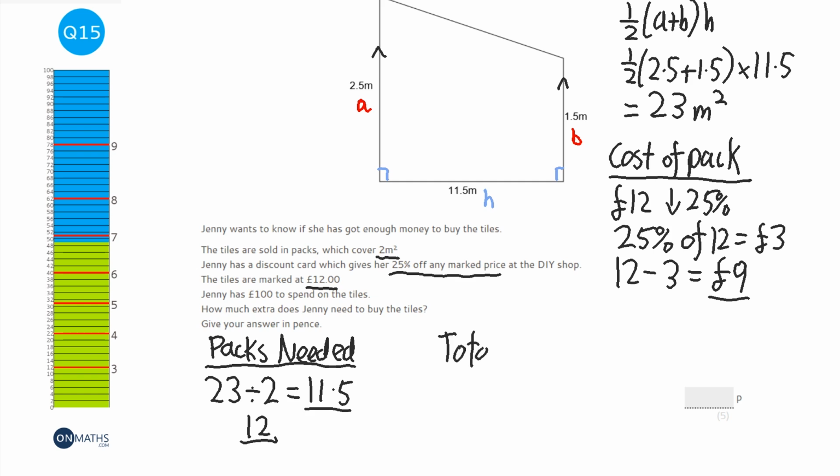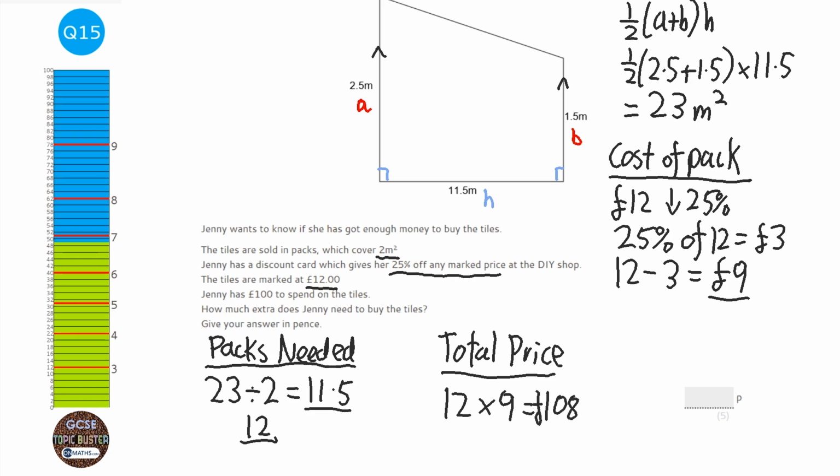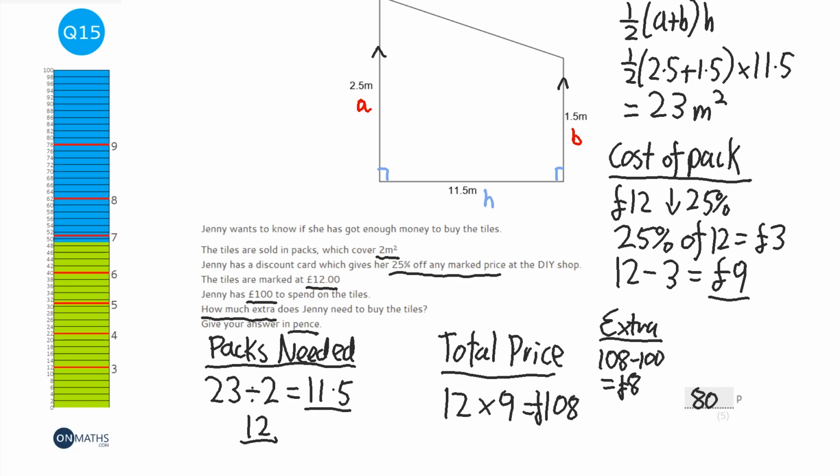So total price. I need 12 packs and each of them costs £9. So 12 times 9 is £108. So it's going to cost £108. Now, the last bit of the question, she says she's got £100 to spend. How much extra? It wants it in pence as well. So we need to do extra, and all I'm doing here is doing 108, take away 100, which equals £8, which is 800 pence.